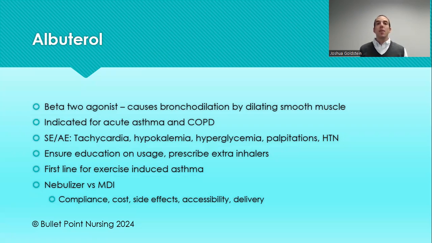Finally, albuterol does come in both nebulizer and MDI. Both are used in the acute setting. Both are used in the at-home setting. Obviously, most commonly, the inhalers are for the house and the nebulizers are for the acute care setting, but that's not a hard and fast rule.